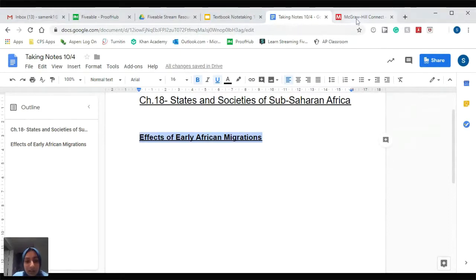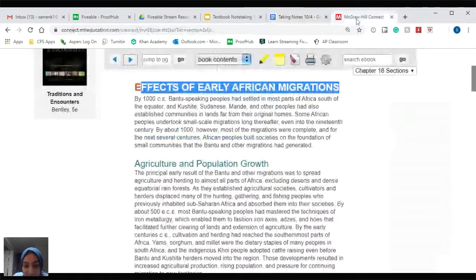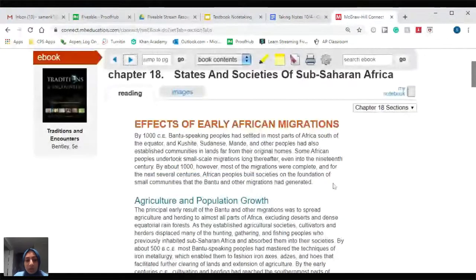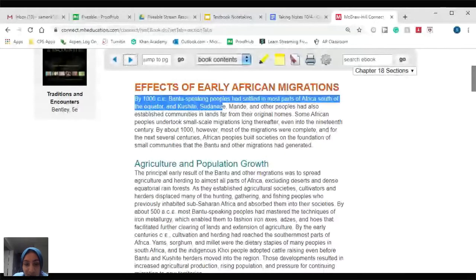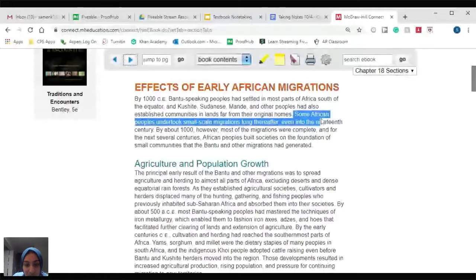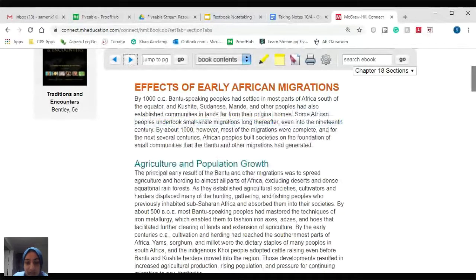So now here we have a little gist of it. So we have a little summary. Maybe we're going to want to take like 1 or 2 notes on the summary. So it talks about by 1000 CE, the Bantu-speaking people had settled in most parts of Africa south of the equator, and the Kushite, Sudanese, Mande, and other people had also established communities. Some African peoples undertook small-scale migrations long thereafter, even to the 19th century. By 1000, however, most migrations were complete, and for the next several centuries, African peoples built societies on the foundations of the small communities that the Bantu people and other migrations had generated.